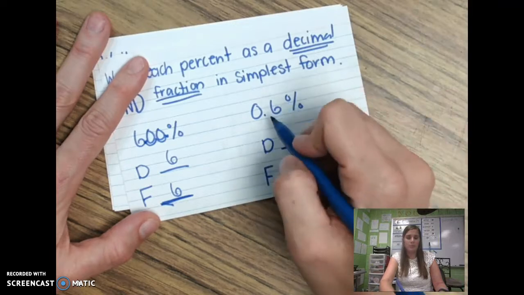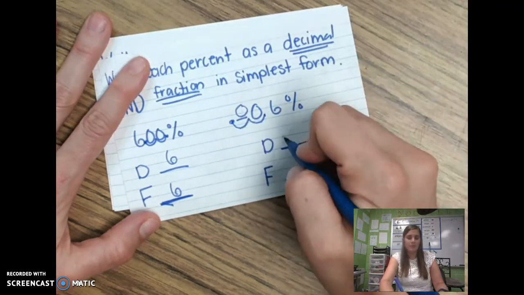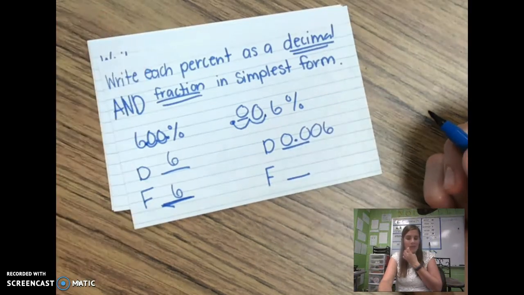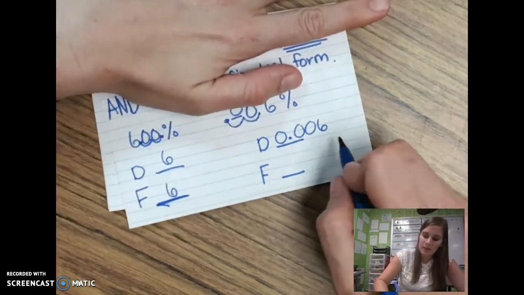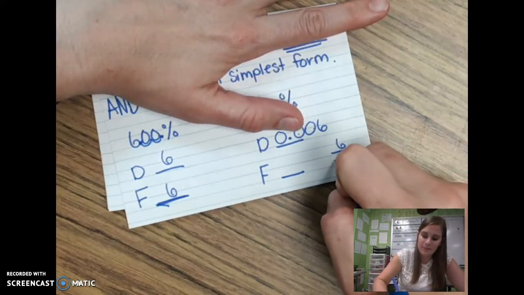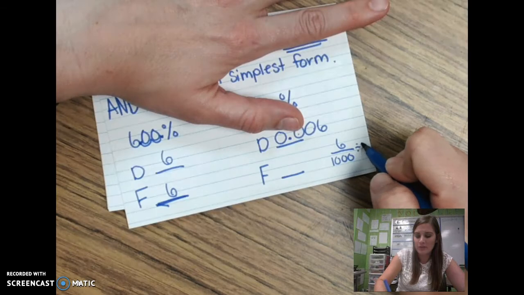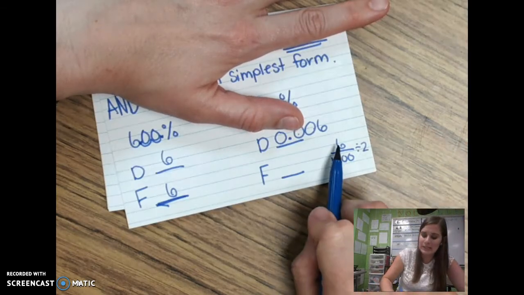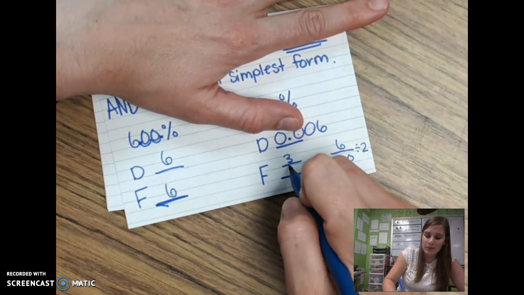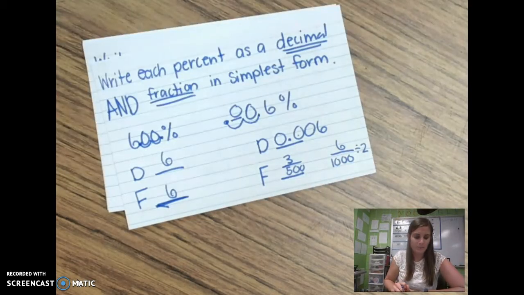To do a decimal, we're going to move 2 times to the left. We have a spot right there, so we have to put a 0. So we have 0.006. Now we have to write the fraction of that. So we have 6, and the 6 is in the tenths, hundredths, thousandths spot. They're both even, so we're going to simplify by 2. When I simplify by 2, 6 divided by 2 is 3, and 100 divided by 2 is 50. And that's how you got your answer.